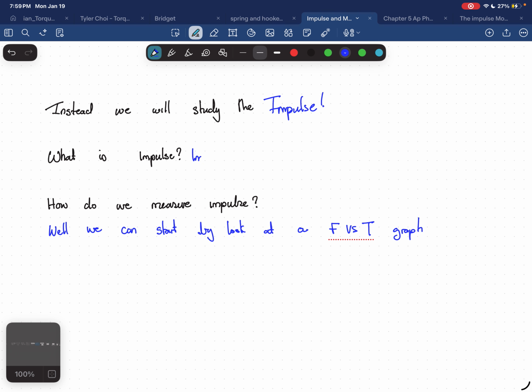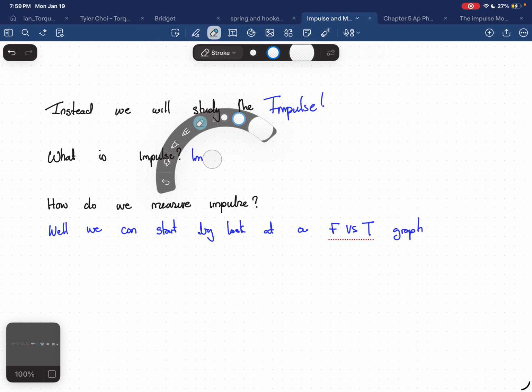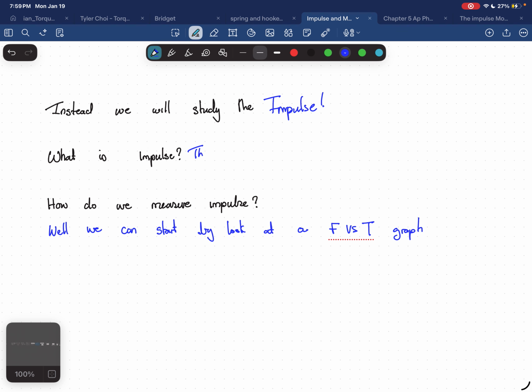The impulse is a force that is exerted over a short period of time. All right, it's a force that's been exerted over a short period of time.